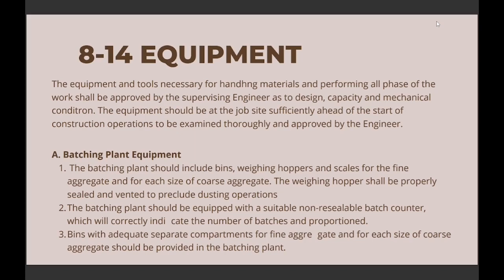So, batching plant equipment. The batching plant should include bins, weighing hoppers, and scales for the fine aggregate and for each size of coarse aggregate. The weighing hopper shall be properly sealed and vented to preclude dusting operations. Number two, the batching plant should be equipped with a suitable non-resettable batch counter which will correctly indicate the number of batches and proportions. And lastly, the bin should be equipped with a separate compartment for the fine aggregates, and for each size of coarse aggregates should be provided in the batching plant.